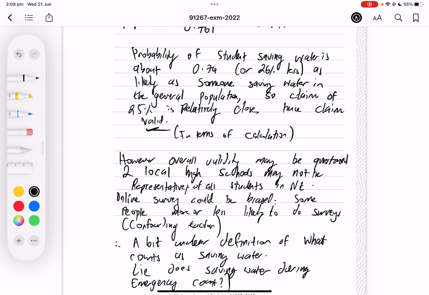So a good calculation and a good discussion of the validity is an excellence. And if you can get the correct probabilities, the correct relative probability of saving water in the general population, and the validity of the claim discussed, then you'll get a merit. If you find 0.74 with no discussion, that's an achieved. Or if you have an alternate interpretation, you might have an achieved there as well.